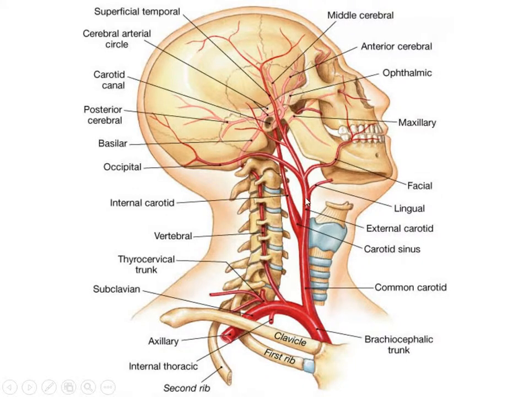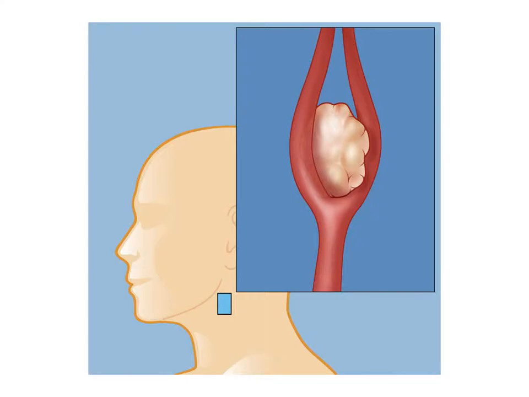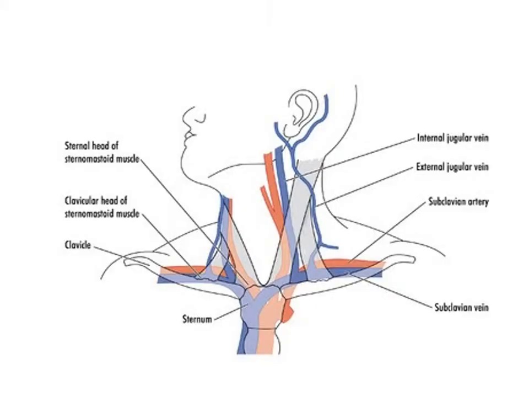It gives the superior thyroid artery, and branches into a lingual branch, facial branches, superficial temporal, occipital branch, and posterior auricular branches, and also the maxillary. The terminal branches are two. What are they? Superficial temporal and maxillary. Ophthalmic is a branch of the internal carotid artery. The terminal branches of the external carotid artery are the superficial temporal artery and the maxillary artery.